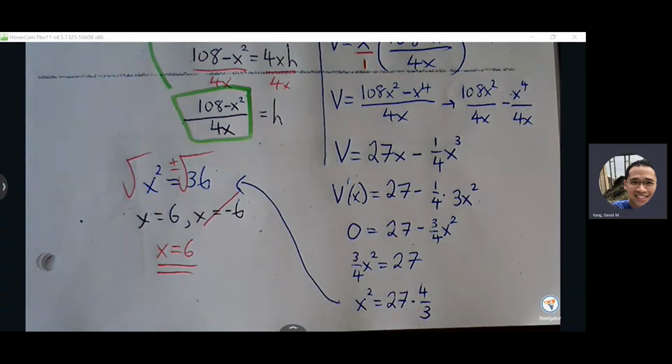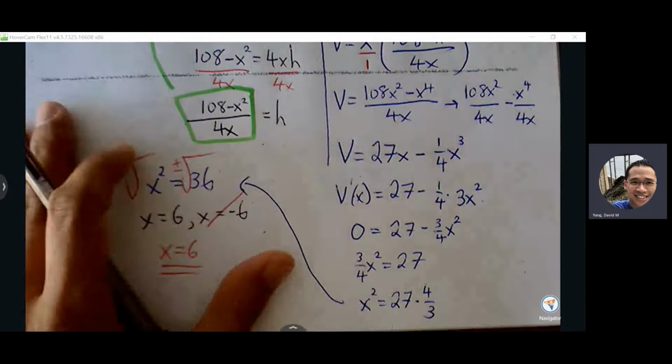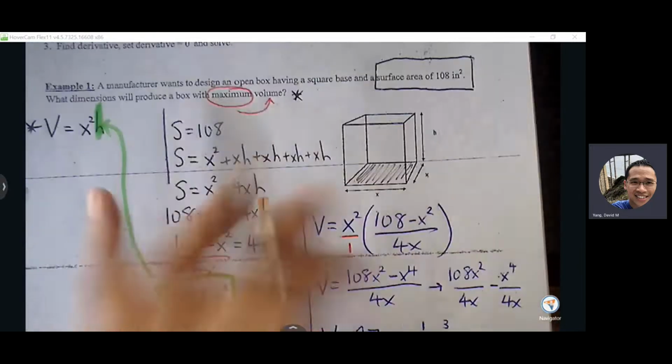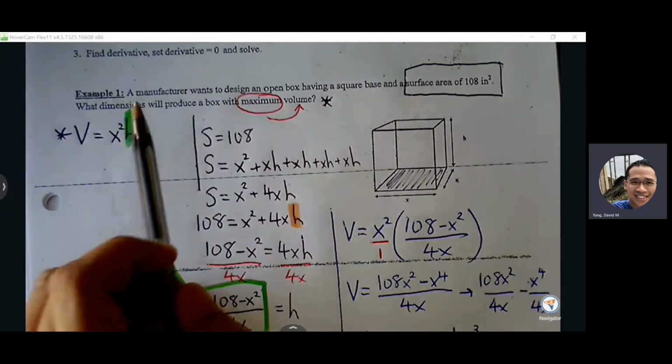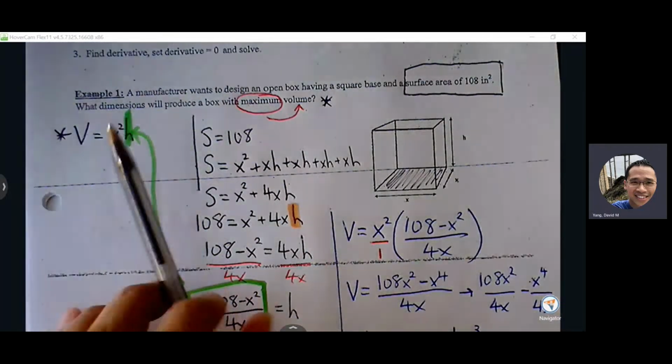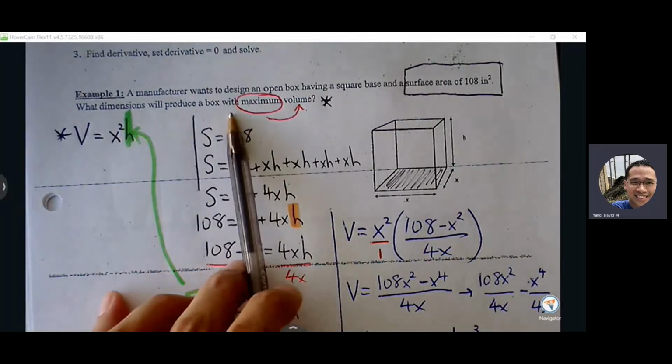Okay, so as soon as you find your quote unquote answer, you still got to go back and read the problem again and just make sure that you're providing everything that they're asking for you to provide. But pretty much our work is done. We just have to make sure that we're providing what the problem is asking for. This is what dimensions will produce a box with maximum volume.